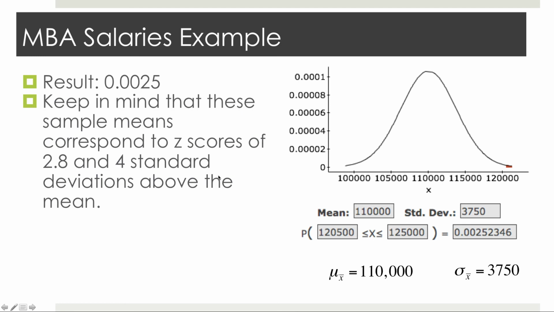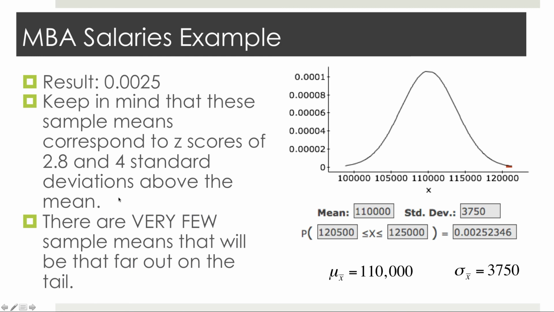Another way to think about this would be to think about what these two numbers here represent in terms of z-scores on the sampling distribution. 120,500, a sample mean here, is 2.8 standard deviations away from the mean of 110,000. And $125,000 is a whole whopping 4 standard deviations above that mean. So we're talking about z-scores that are way over here on the tail. And we know because of the shape of the normal curve that the area between those two z-scores is going to be incredibly small. Practically speaking, all this is telling us is that there are very, very few sample means that are going to be that far out on the tail. Most of them are going to be bunched in here because the sample size is relatively large.